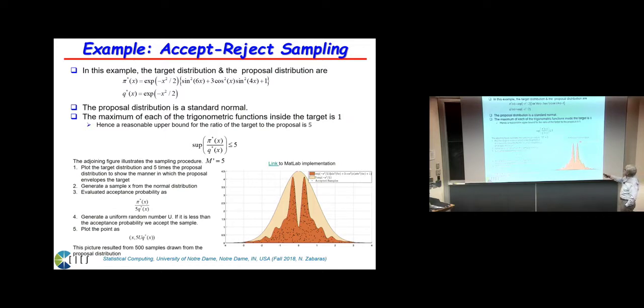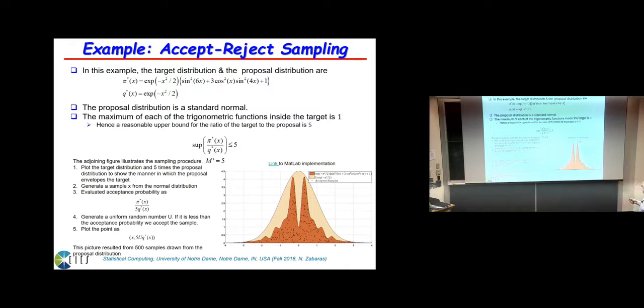Let's say somebody gives you this weird distribution and says, find me samples from this distribution. Okay, so it has e to the minus x squared over 2, that looks like a Gaussian, but it has sine squared and 3 times cosine squared times sine squared plus 1. So what I'm going to do is take as a proposal distribution e to the minus x squared over 2, which is actually a standard normal.